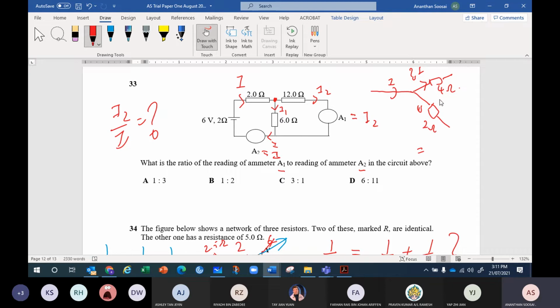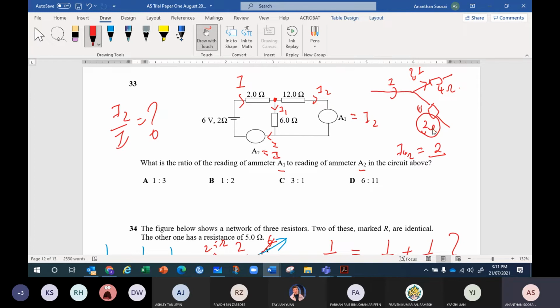So how do you find this? Did I teach you this? I think I taught you this shortcut. You take the opposite resistance for the current at 4 ohm. You take the opposite resistance, 2 ohm, divided by the total resistance.